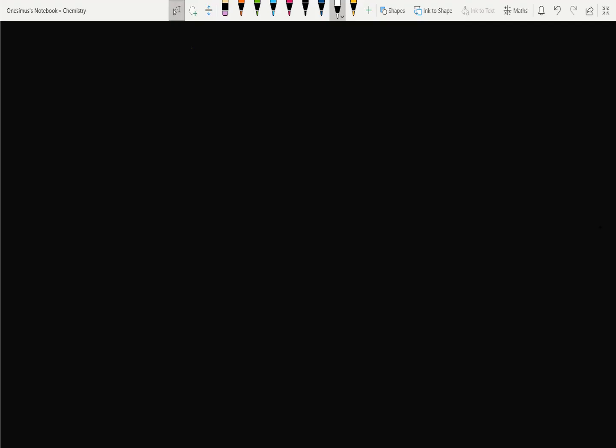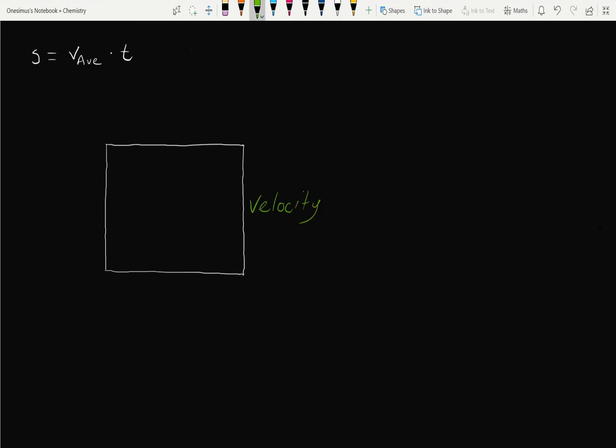Since we know that displacement is given as average velocity times time from the rearranging of the first equation, we can use geometry to solve for the displacement. This only works though because our shape has one side that is velocity and another side that is time, allowing for us to calculate displacement as the shape's area.